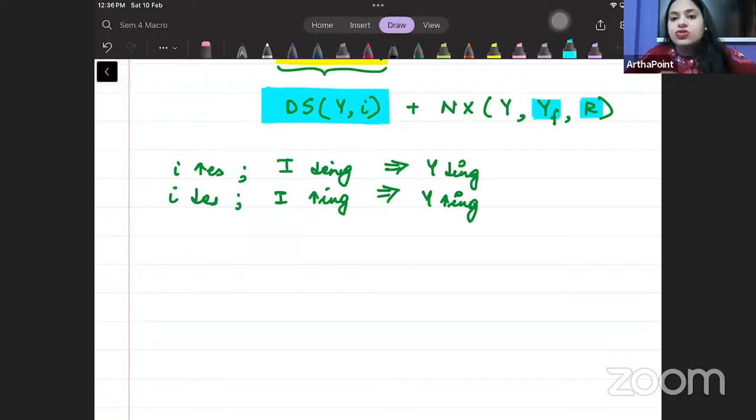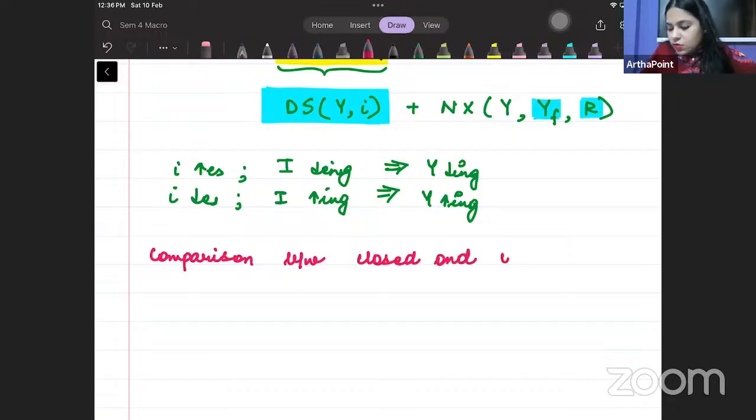Okay. Now just try to see when I compare. Let me do a comparison between the closed and open economy IS curve.